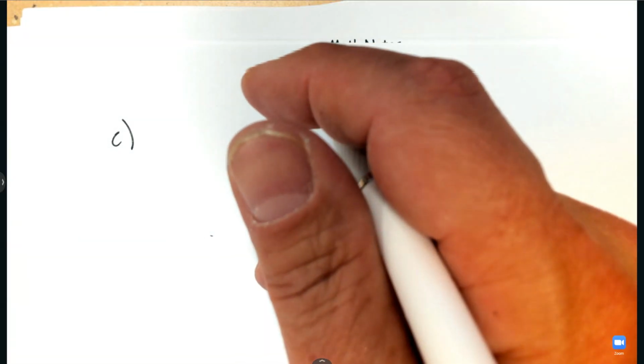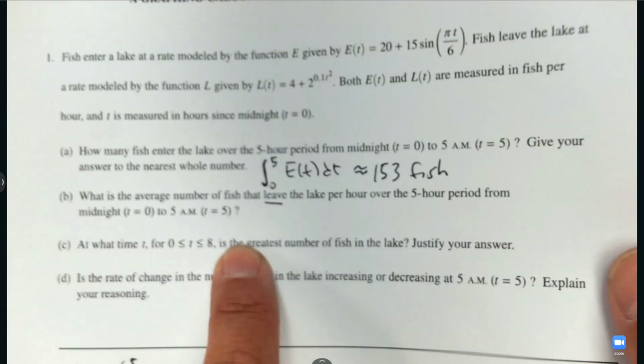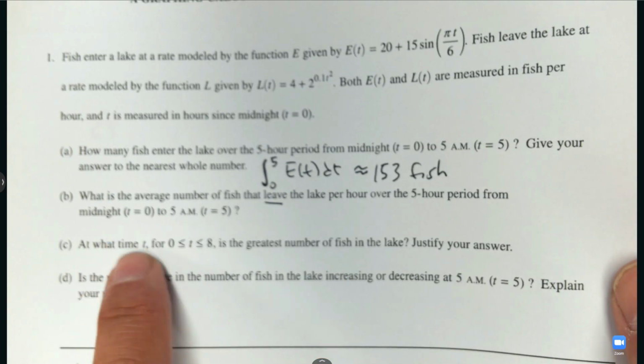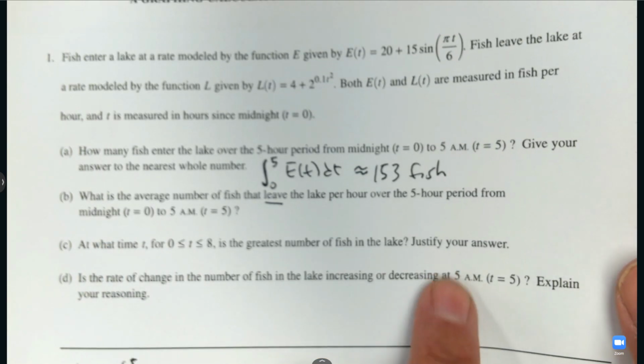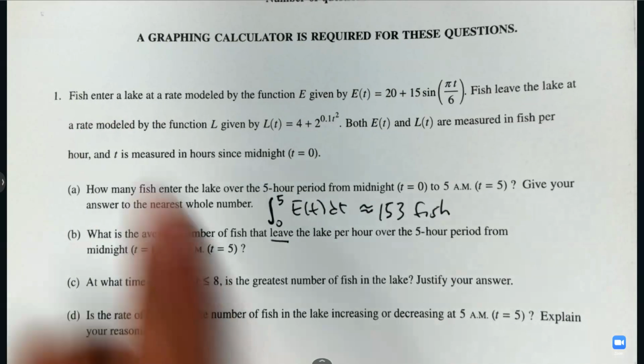So in part C, it says at what time from 0 to 8 is the greatest number of fish in the lake? So I'm not looking for the greatest number, but the time it happens, and to justify my answer. So from 0 to 8, the greatest number of fish, we've got to involve both equations. Now, are there any fish in the lake to begin with?